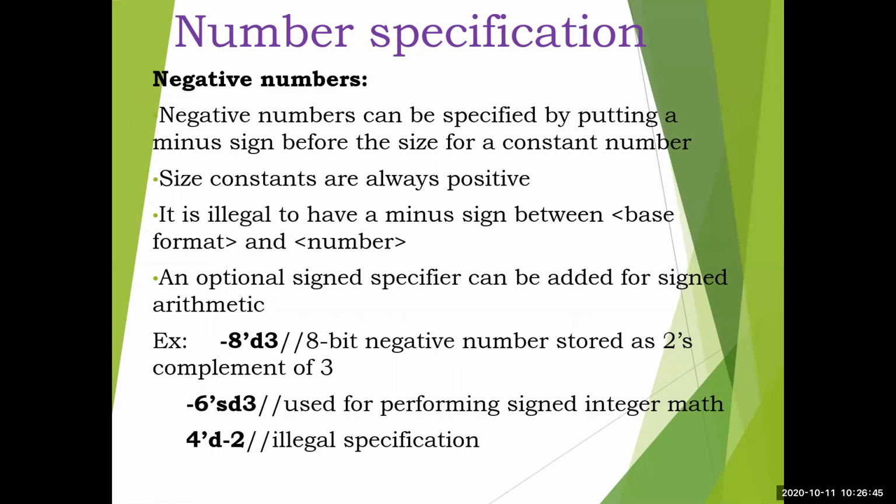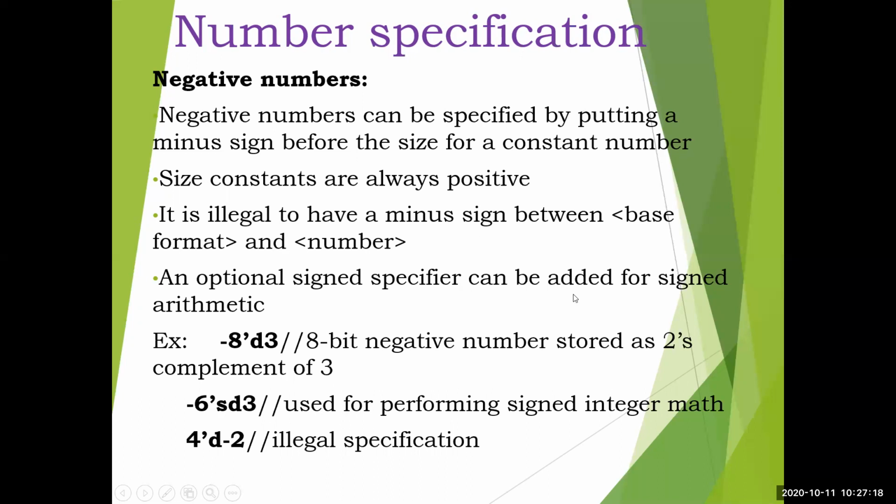In case you have a negative number, how do we represent that in Verilog? Negative numbers can be specified by putting a minus sign before the size for a constant number. Sized constants are always positive. It is illegal to have a minus sign between base format and number. So size, base format and number is the syntax. You cannot write the sign in between base format and number. Since the number is negative, you need to write the minus sign before the size itself. Okay, so this is the convention.